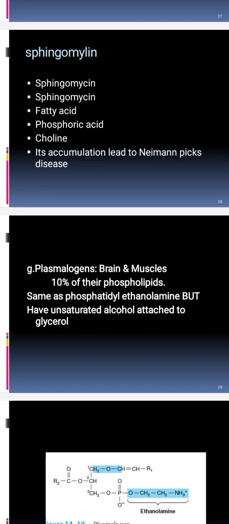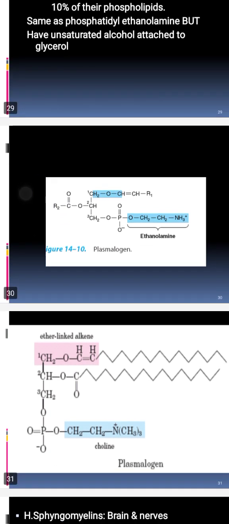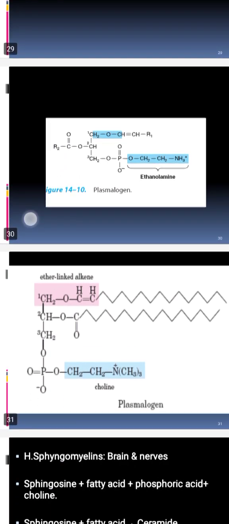Also, another type of complex lipid is plasmalogen. Generally, plasmalogens can be found in the brain and muscles. The plasmalogens are 10% of the phospholipids. It's the same as phosphatidylethanolamine, but it contains an unsaturated alcohol which is attached to glycerol. If you have a look at these two diagrams, you can see the components of the plasmalogen.